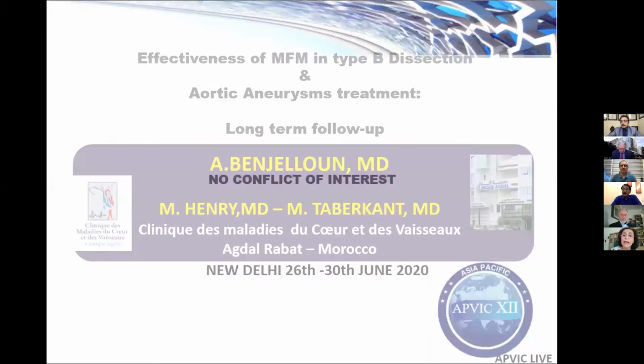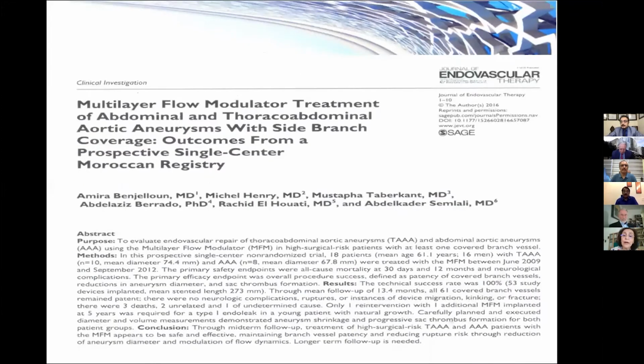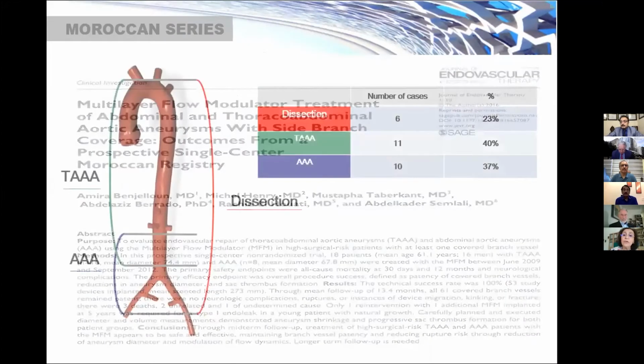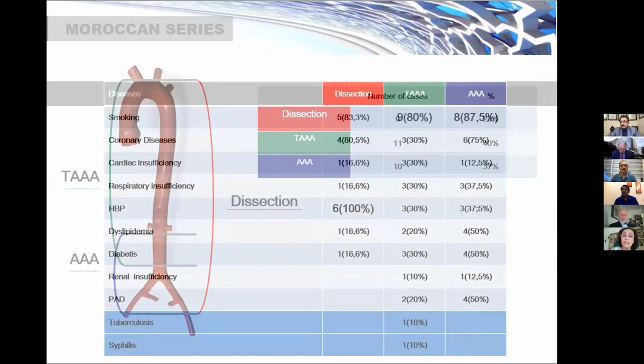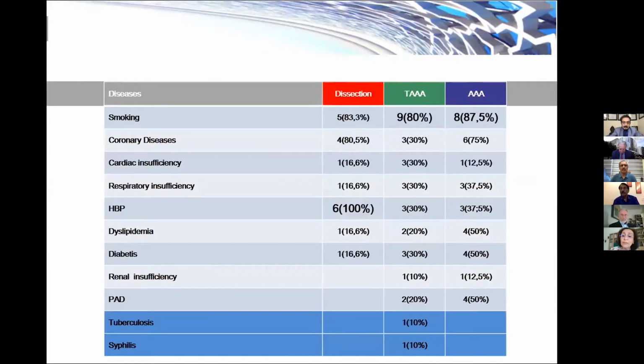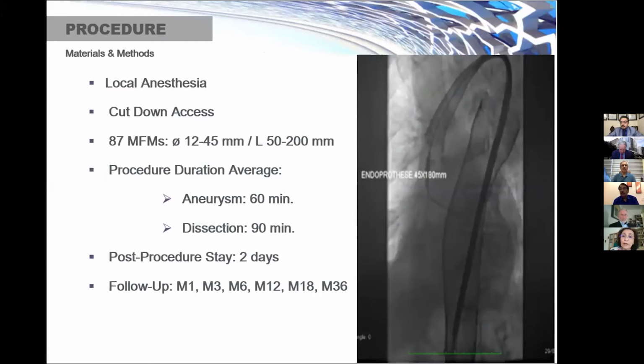I have no disclosures. Our Moroccan series includes 21 aortic aneurysms and 6 type B dissections. No surprise in demographics, except one case of tuberculosis and one case of syphilis. All the procedures have been done under local anesthesia. The mean procedure duration is 1 hour for aneurysm and 1 hour 30 for dissection.